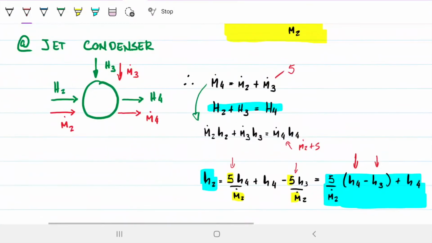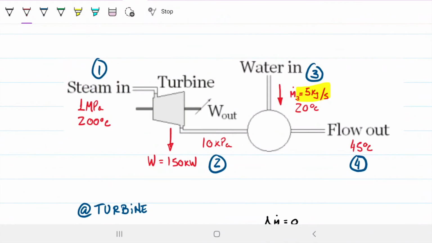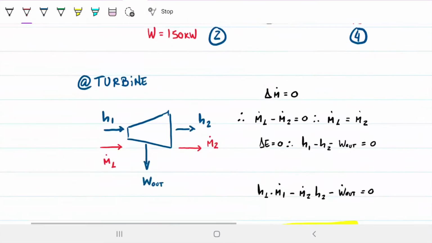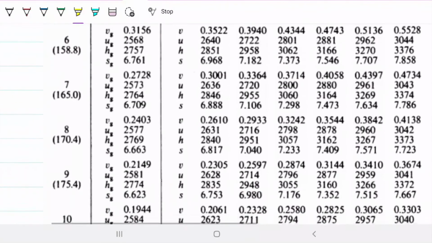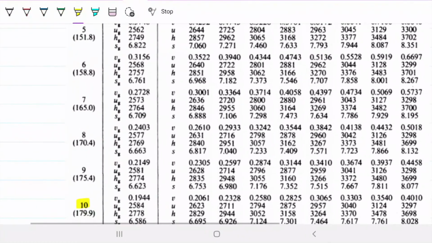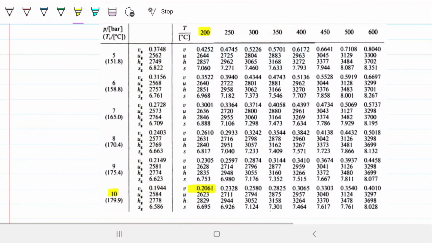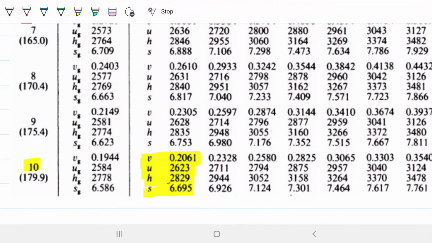So on state 1, we have 2 bits of information. We have the 1 megapascal and 200 Celsius, right? So that's straightforward. We have 200 Celsius, we're looking at this one here. And we're also looking at the 1 megapascal, so 10 bar, right? Same thing. So we're interested in these properties here for state 1. And enthalpy, which is the one we're chasing, is 2829. Cool. So that is my state 1.